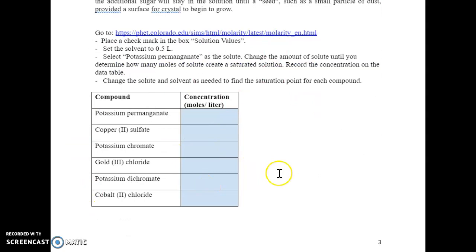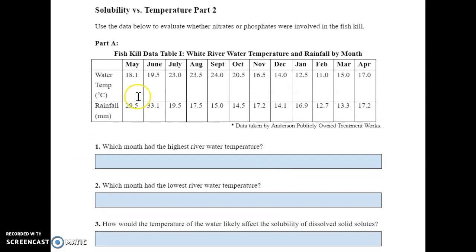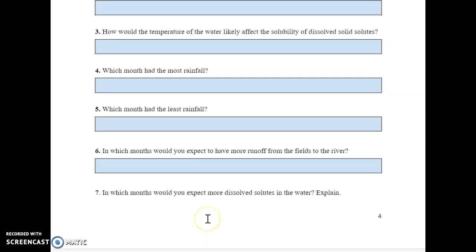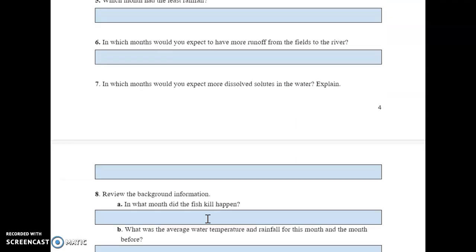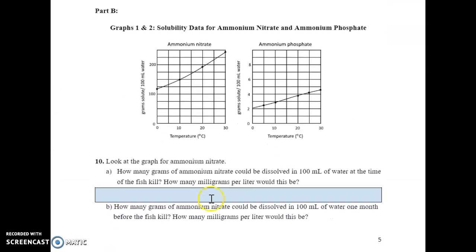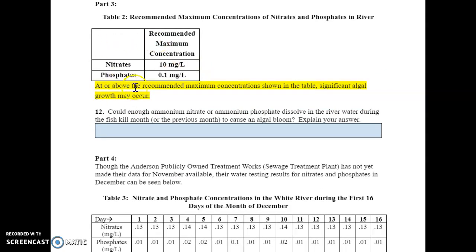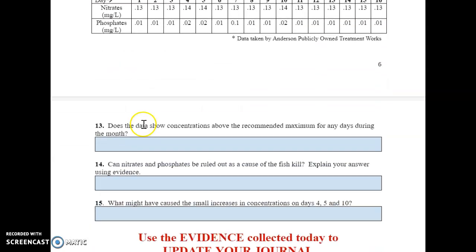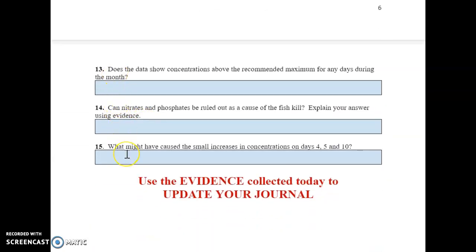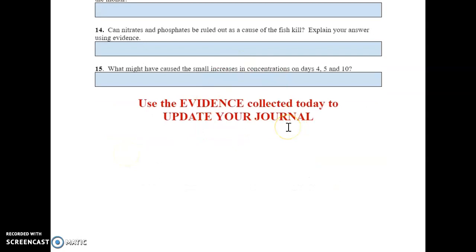Then you're going to do a FET down below. On this page, you're going to interpret the data for rainfall and water temperature on the bottom half and answer those questions. Those can be simple, not sentences. Part B, again, you're going to interpret these two graphs, and you can zoom in and see where the points are. Part 3, you're going to use this data above to answer question 12. And for part 4, you're going to use 13, 14, and 15. You're going to use this evidence to answer journal slide 6 on your Unit 8 journal. So go ahead, use this information to answer your lab.